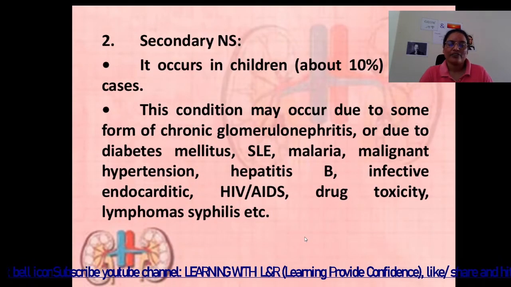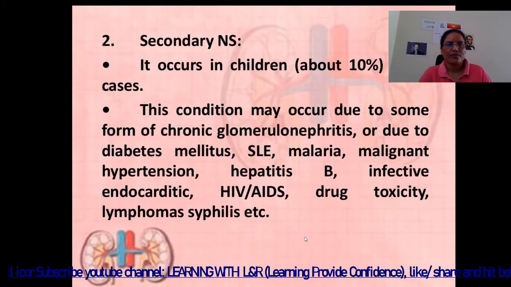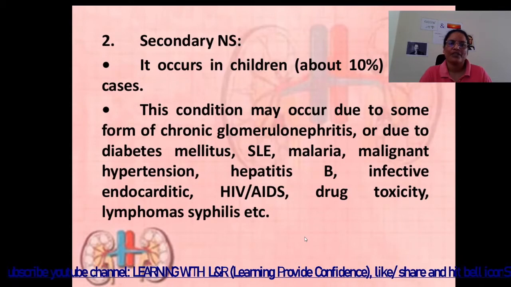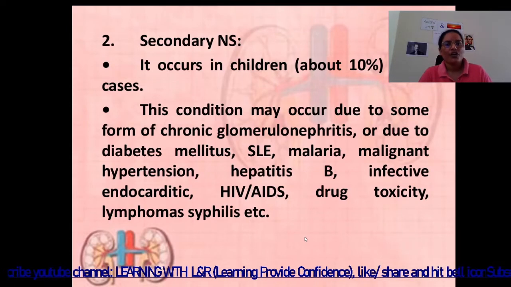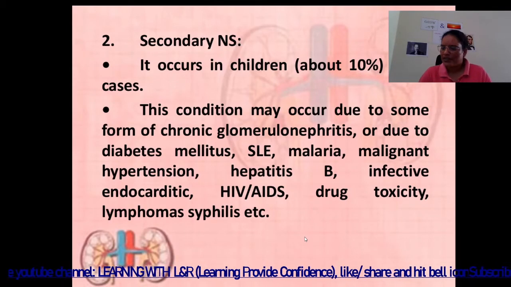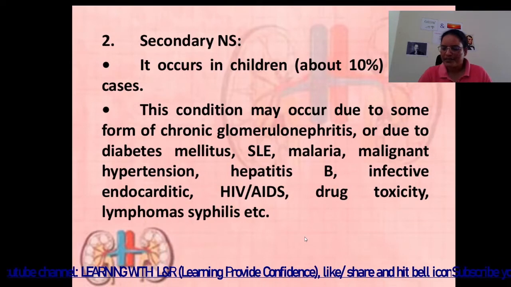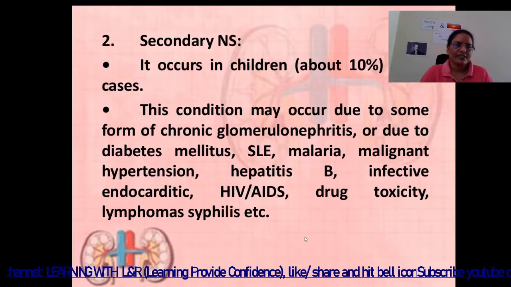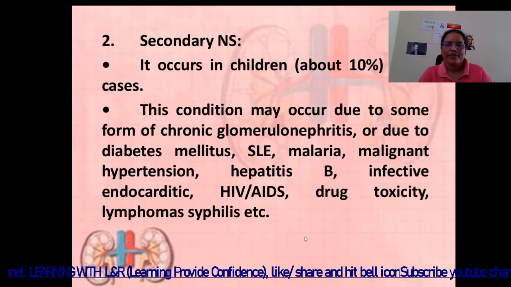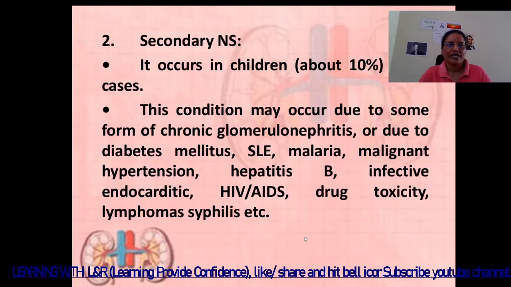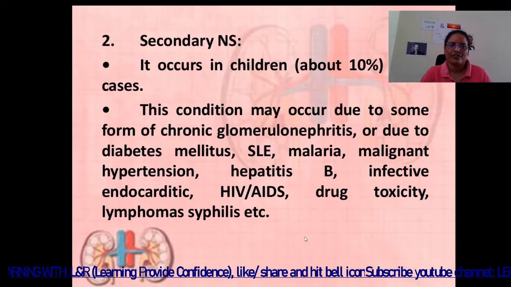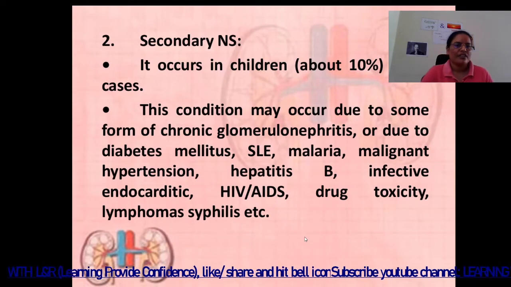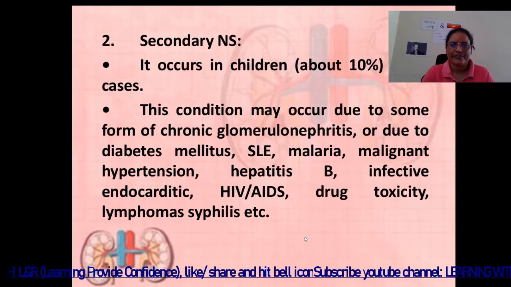Then secondary nephrotic syndrome, it occurs in children in about 10% of all cases. This condition may occur due to some form of chronic glomerulonephritis or due to diabetes mellitus, systemic lupus erythematosus, malaria, malignant hypertension, hepatitis B, infective endocarditis, inflammation of the endocardium, HIV/AIDS, drug toxicity, lymphomas, syphilis, etc.